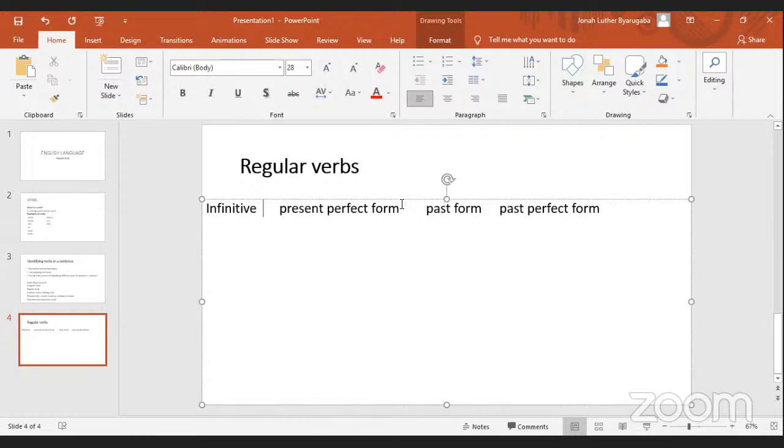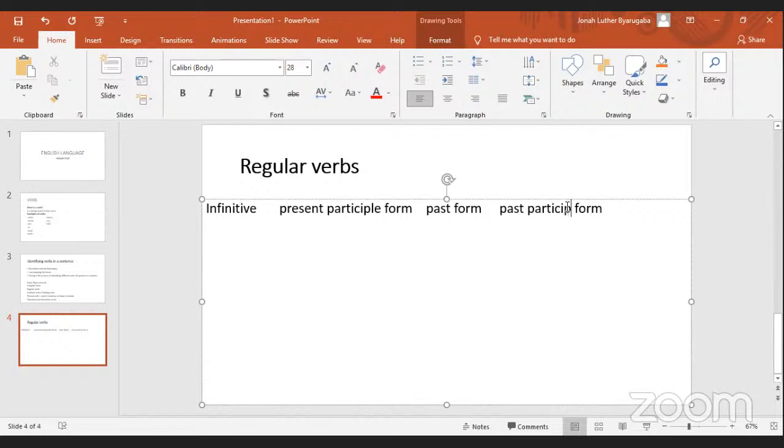We have the present perfect, the past perfect, and the future perfect tenses. There are three tenses that are perfect. Oh, sorry, I called them wrongly. These are called present participles. Sorry. And this one is the past participle.